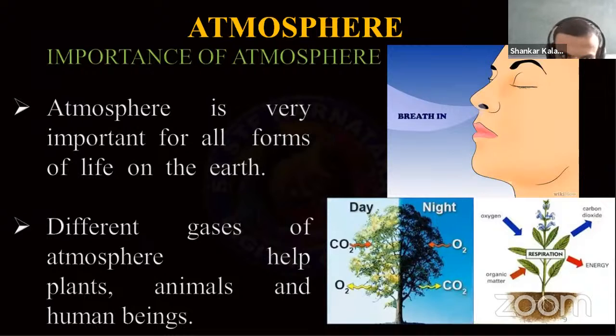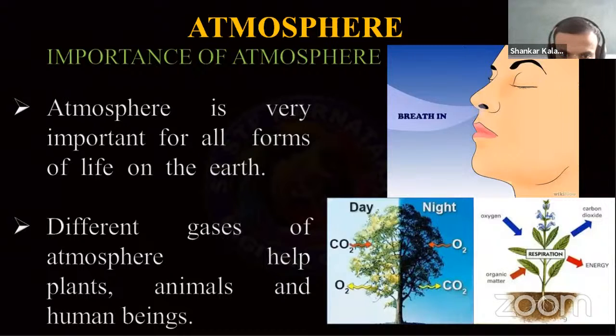Most of the atmosphere's gas, especially oxygen, is used for breathing by almost all living beings. And other gases help the trees to produce food for themselves. This is the first importance of the atmosphere.